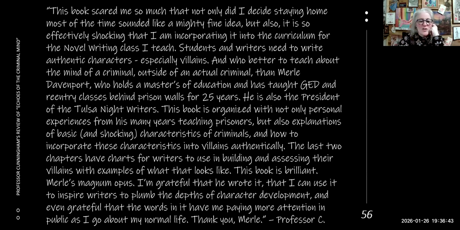He is also the president of the Tulsa Night Riders. This book is organized with not only personal experiences from his many years teaching prisoners, but also explanations of basic and shocking characteristics of criminals and how to incorporate these characteristics into villains authentically. The last 2 chapters have charts for writers to use in building and assessing their villains with examples of what that looks like. This book is brilliant, Merle's magnum opus. I'm grateful that he wrote it, that I can use it to inspire writers to plumb the depths of character development, and even grateful that the words in it have me paying more attention in public as I go about my normal life. Thank you, Merle.